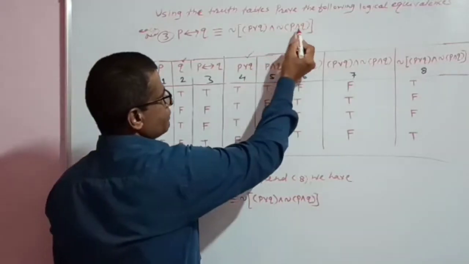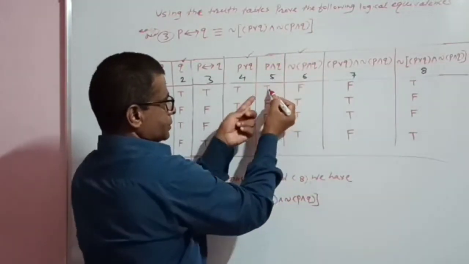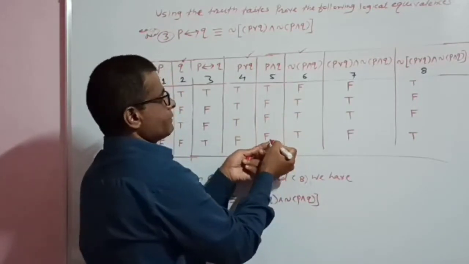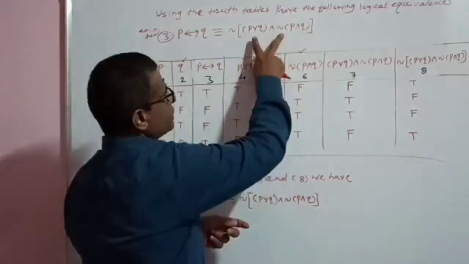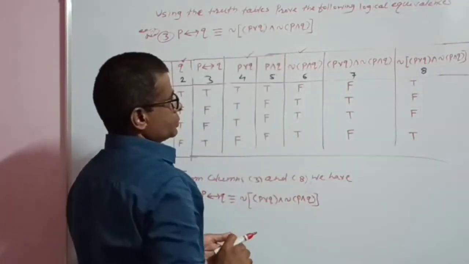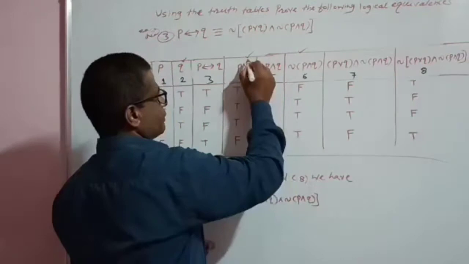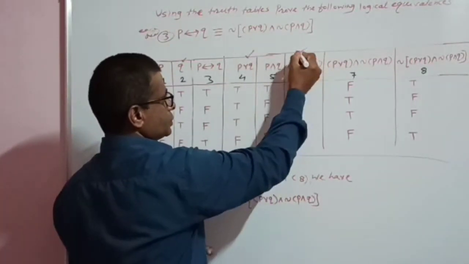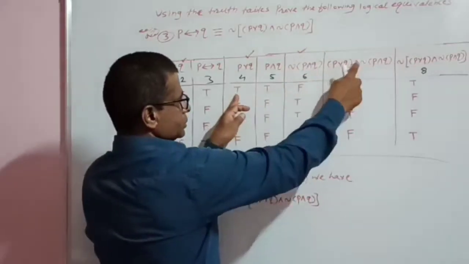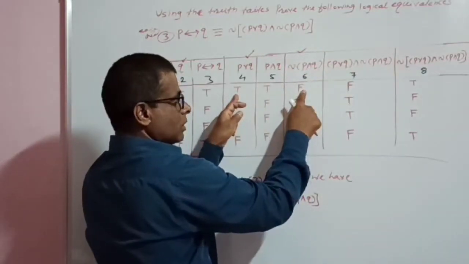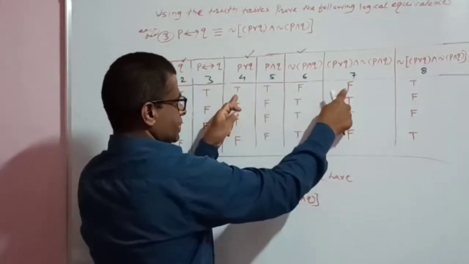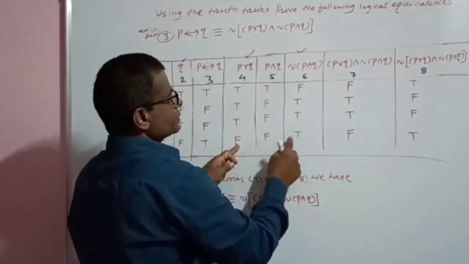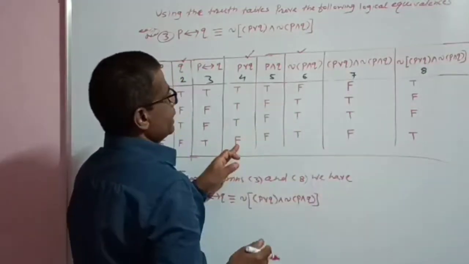Then we take the negation of this P conjunction Q. So negation of T is F, negation of F is T, negation of F is T, and negation of F is a T. Then in between these two, conjunction is there. So the conjunction between what? Conjunction between column number 4, P disjunction Q, and the negation of P conjunction Q, that is column number 6. So the conjunction is true if both are true, and it is false in all the other cases. So T conjunction F is F, T conjunction T is T, T conjunction T is T, and F conjunction T is what? F.